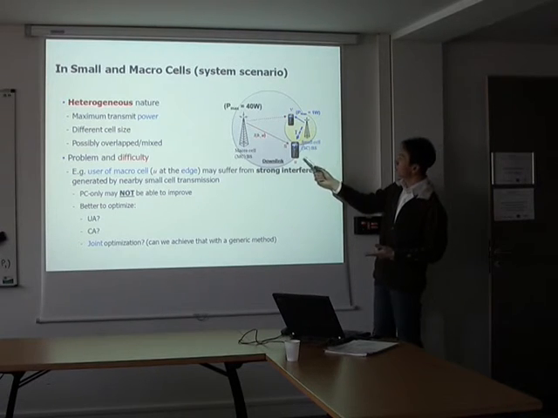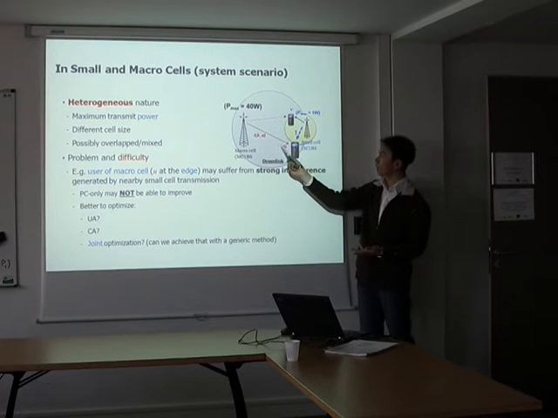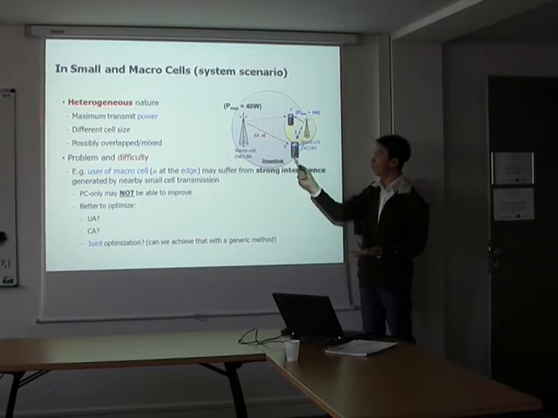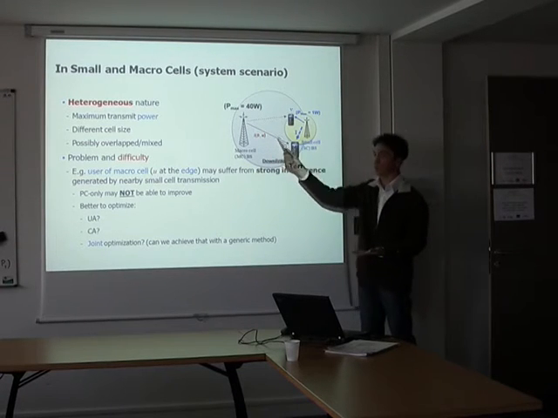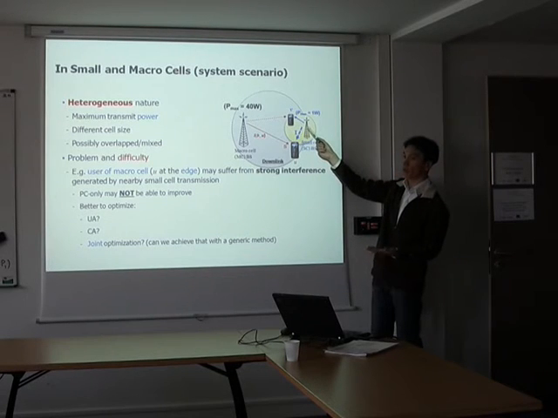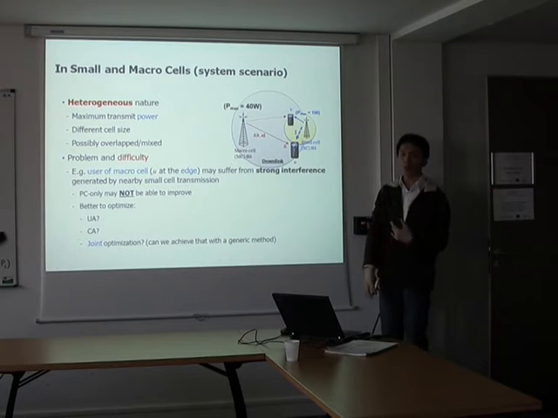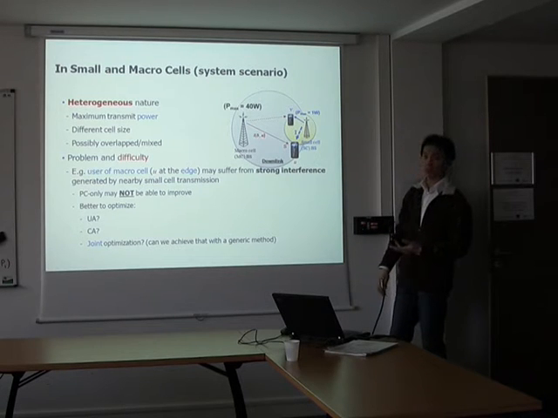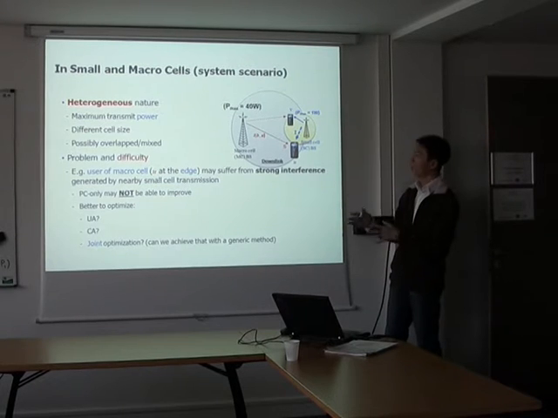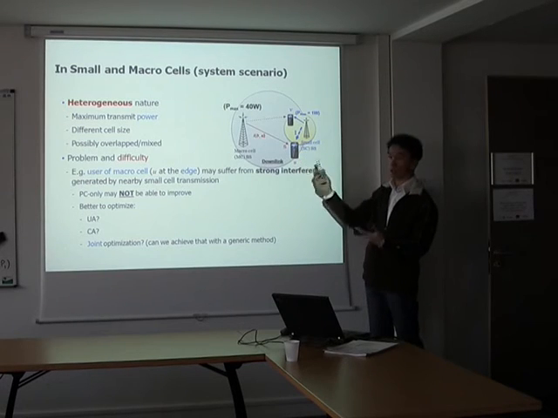And then we can consider, okay, you have a user here, which is a user of the macro cell, at the edge of this big cell. So the signal received from this macro cell will be relatively weak because of this large distance. And as this user is close to the transmitter of a small cell, in your neighborhood, you will experience strong interference because of this small cell. So in this kind of scenario, you will have a more difficult situation because of this geographical location. So you have to pay attention to how to deal with this difficulty.